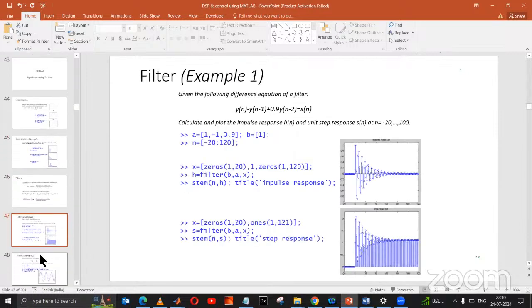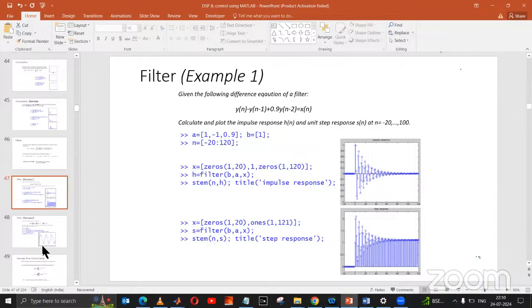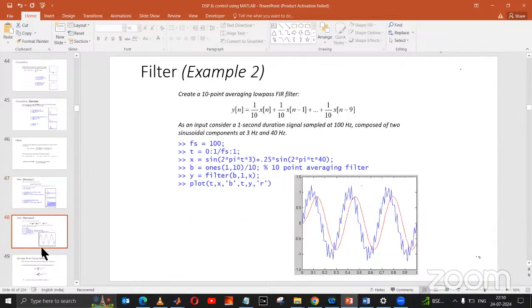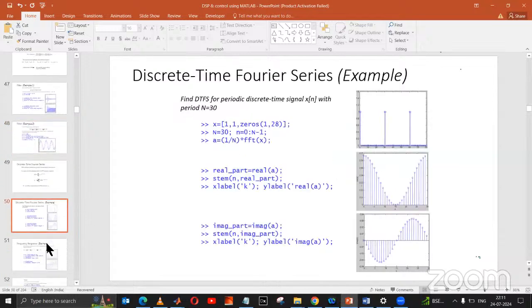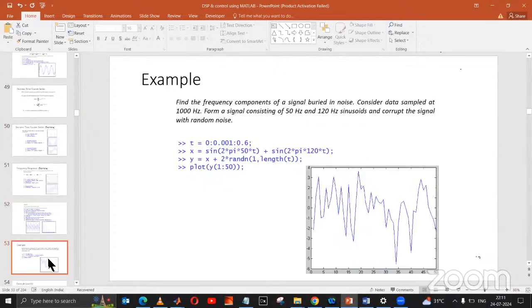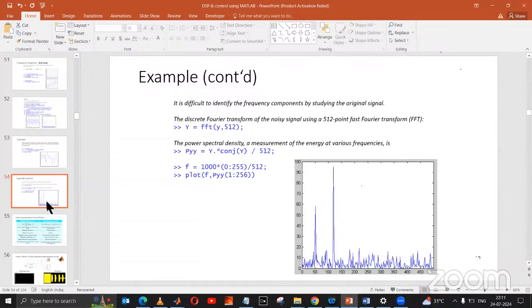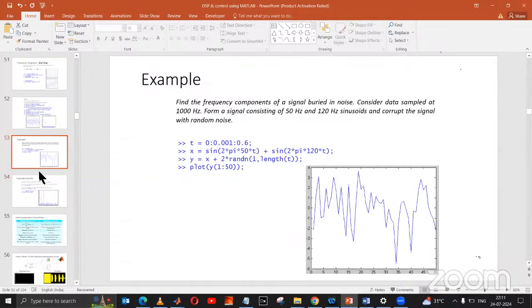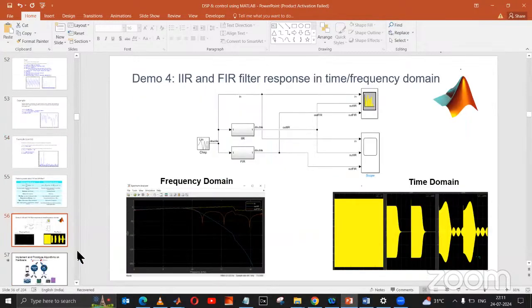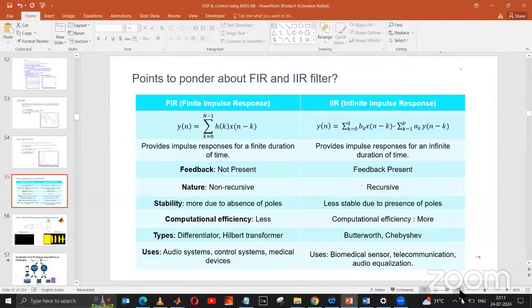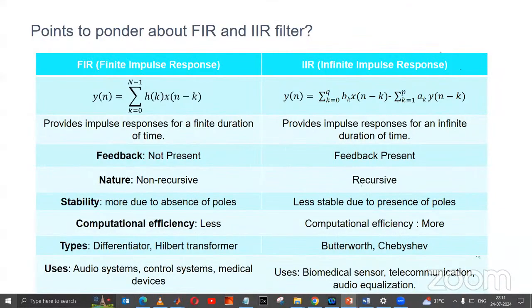I think it is easy how to design the filter. It is the discrete Fourier transform. I think more or less it is discussed. Yes, so this is one example that I am showing you: the FIR and IIR filter.